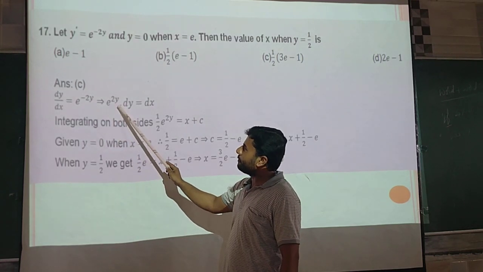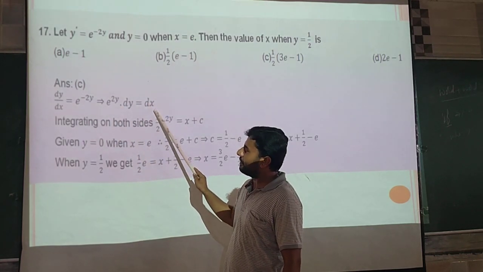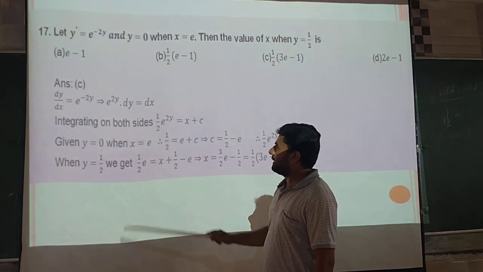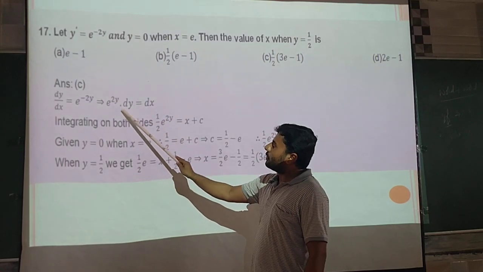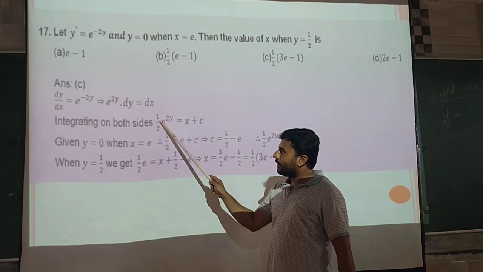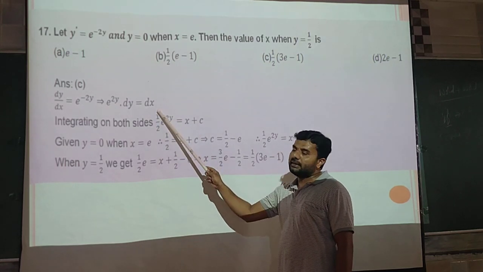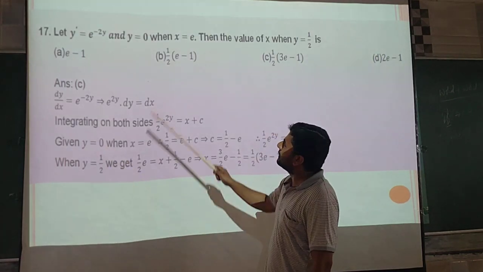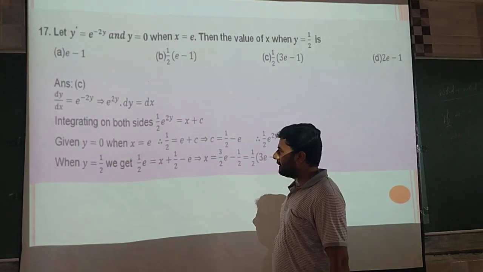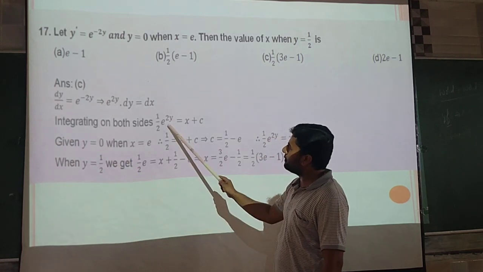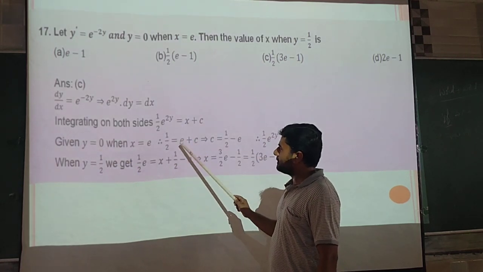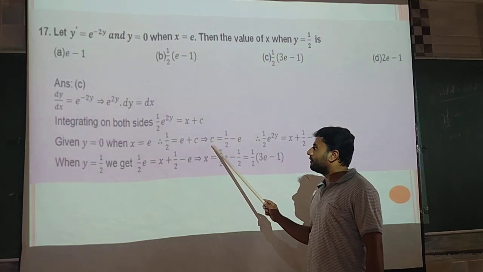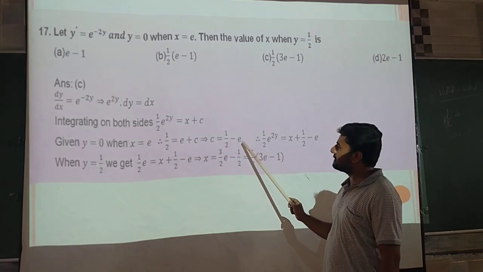Shifting that to the left side, e power 2y into dy is equal to, shifting the right side, dx. Then we integrate on both sides because the variables are separated. Integral of e power 2y into dy is integral of dx. Integrating e power 2y gives 1 over 2 into e power 2y is equal to integral of dx plus c, that is x plus c. Then given y is equal to 0 and x is equal to e, passing these values: e power 0 is 1, so 1 by 2 is equal to x, which is e, plus c. Then the value of c is equal to 1 by 2 minus e.